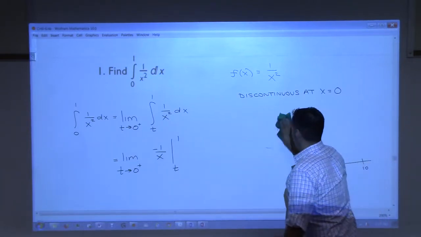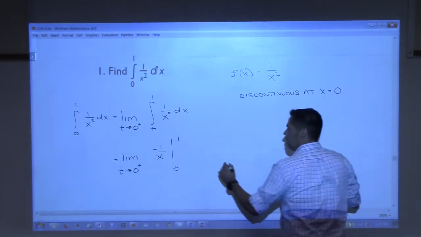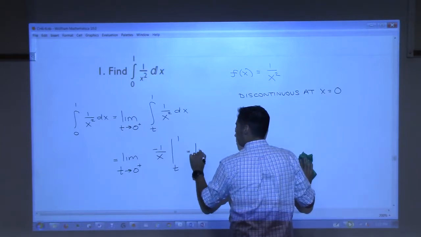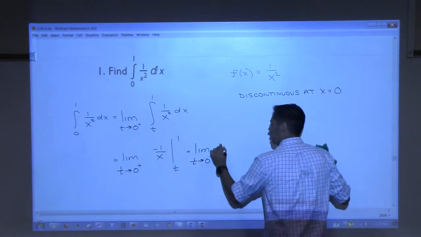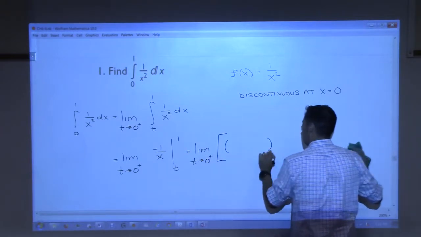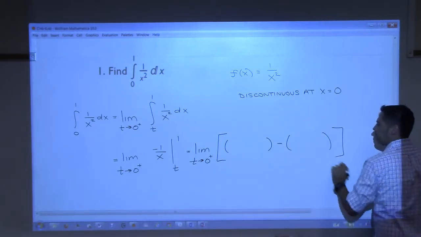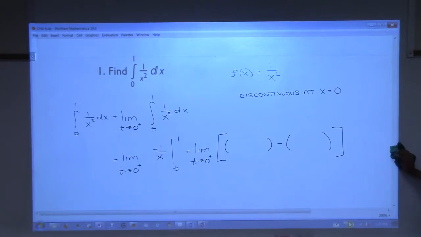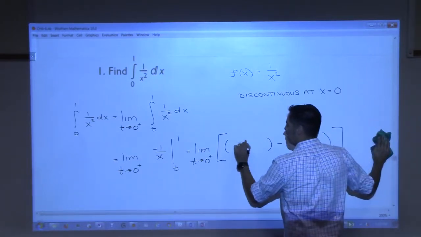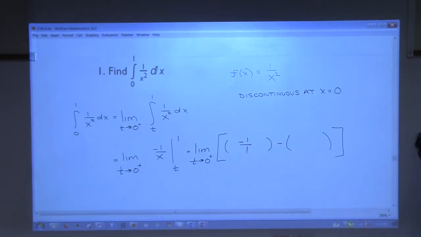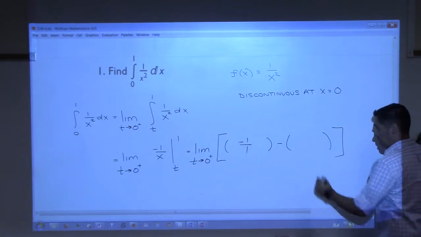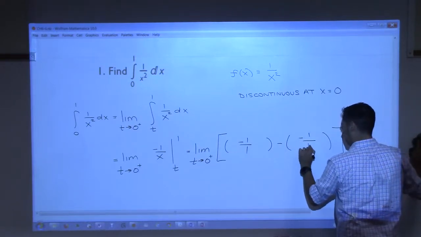Yeah, I'll get rid of this. Now we plug in, right? Still have a limit out here, t is approaching 0 from the right. And we're going to do two things being subtracted here. So first we plug in 1, right? When we plug in 1 for x, we get negative 1 over 1. And when we replace x with t, we get negative 1 over t.